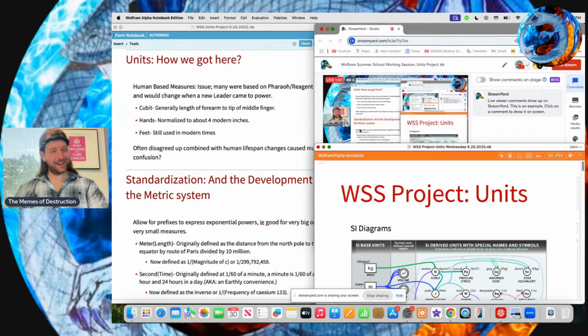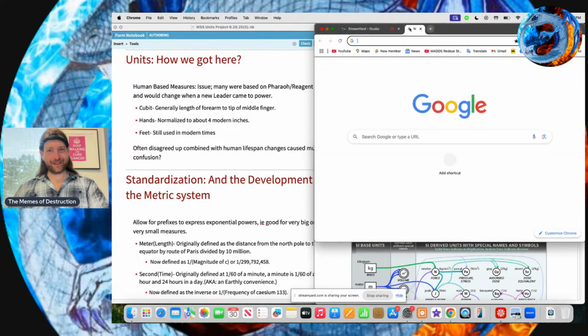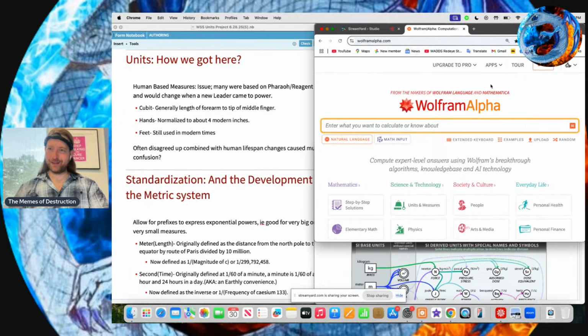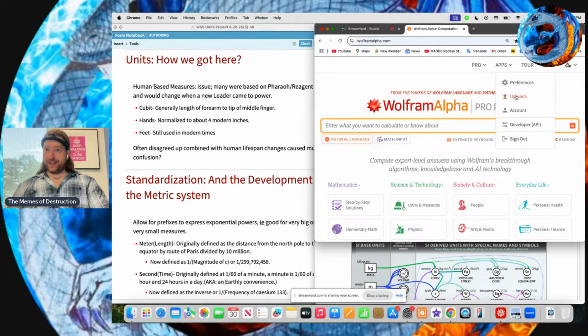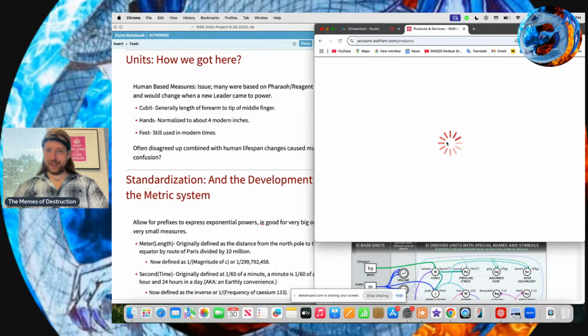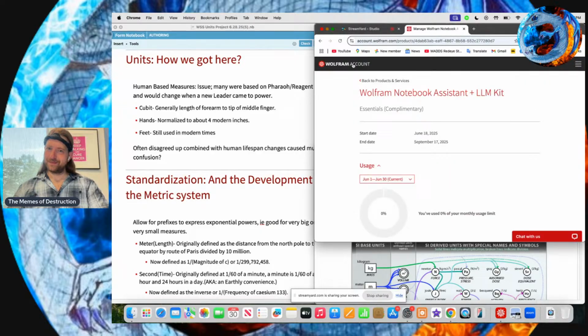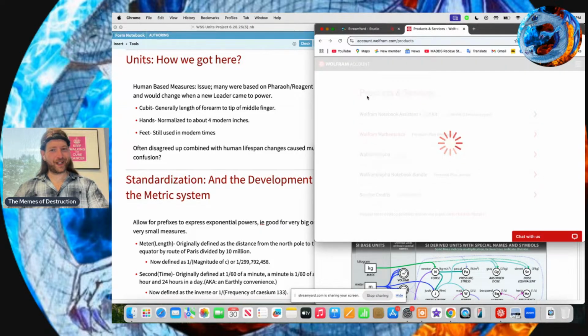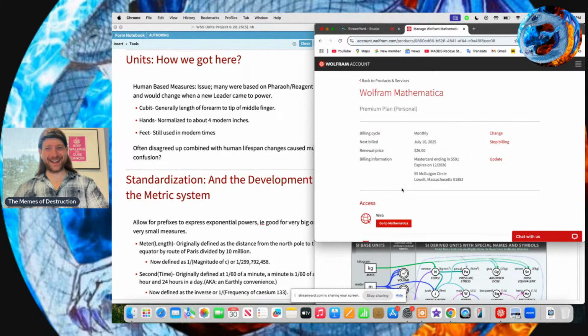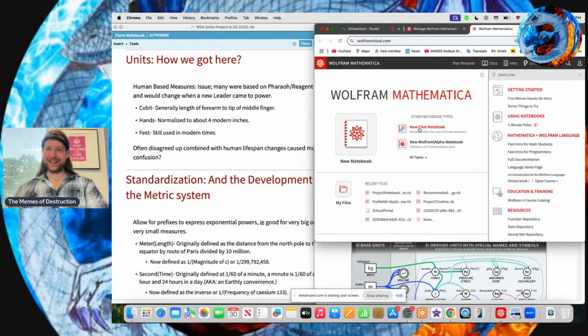All right, so number one, let's see if we can use our notebook assistant. Hold on, Wolfram account, blah, blah, blah. All right, here we go. Could probably just do the normal Mathematica thingy to bring it up. I'm just going to create a chat notebook and we'll see if we can construct an SI-based diagram. Let's see just how advanced this Wolfram technology is. I got a new chat notebook in Mathematica.